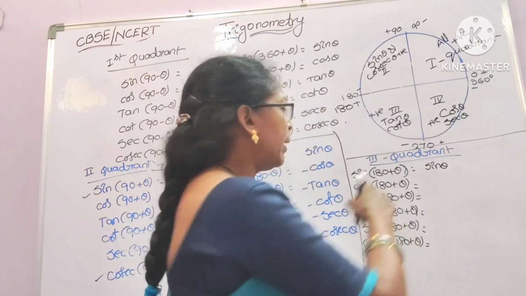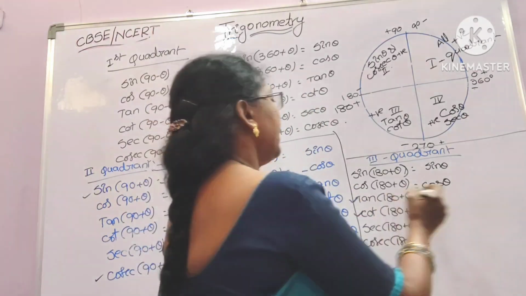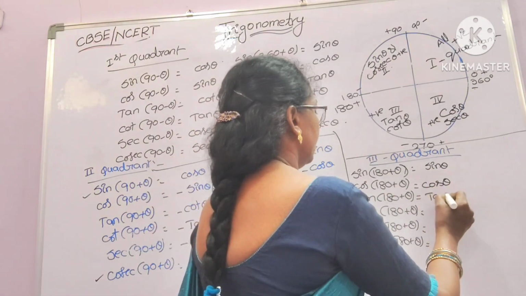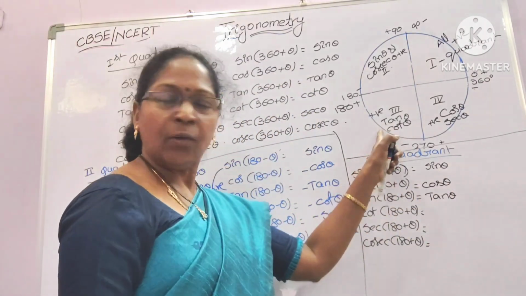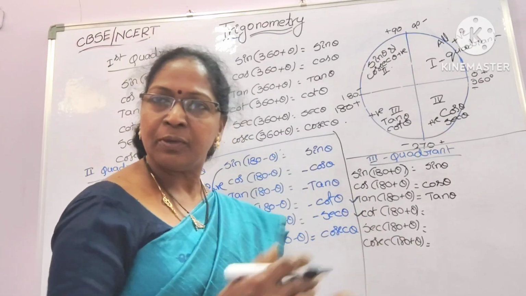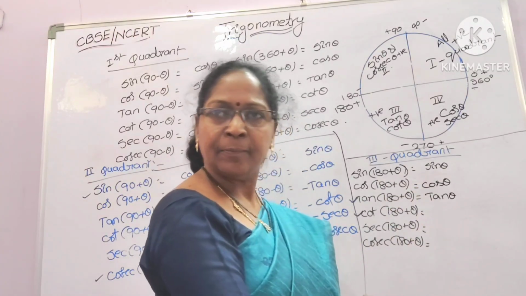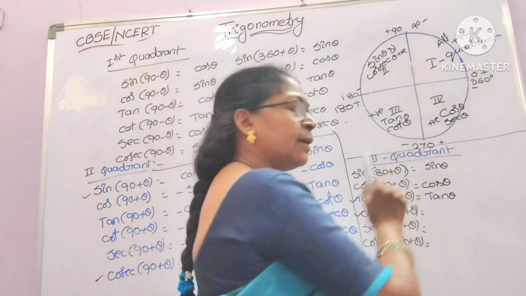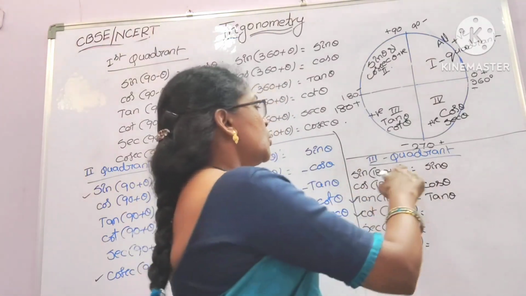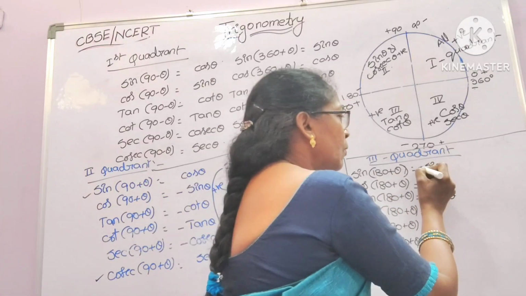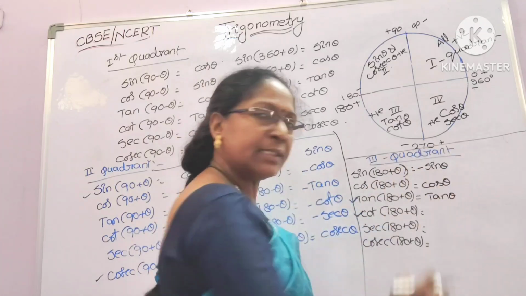Cos 180 plus theta, 180 is there, so as it is you write the trigonometric function, and again cos theta. One thing you have to remember here, I am just writing it: in the third quadrant only tan and cot are positive, remaining all are negative. So is it correct that sine 180 plus theta equals sine theta? No. Why? Because this is under the third quadrant, where only tan and cot are positive. So sine 180 plus theta equals minus sine theta. It becomes negative, but sine itself does not change, write it as it is.